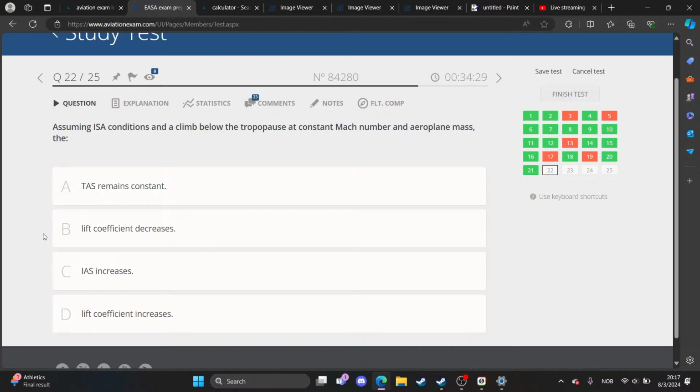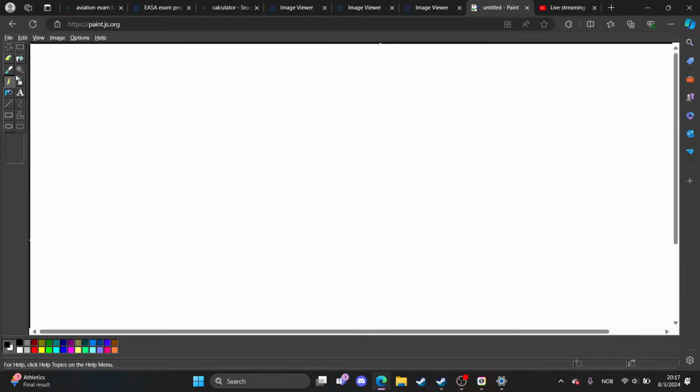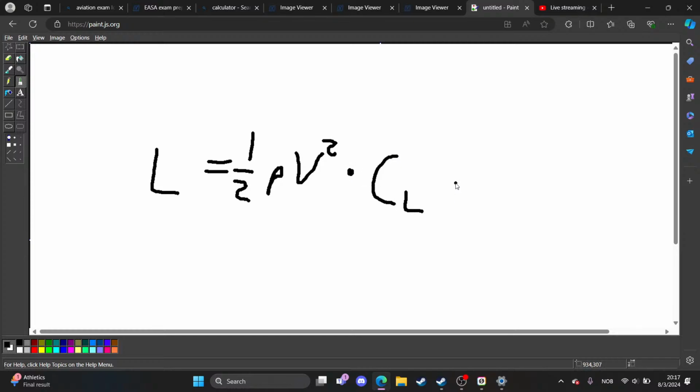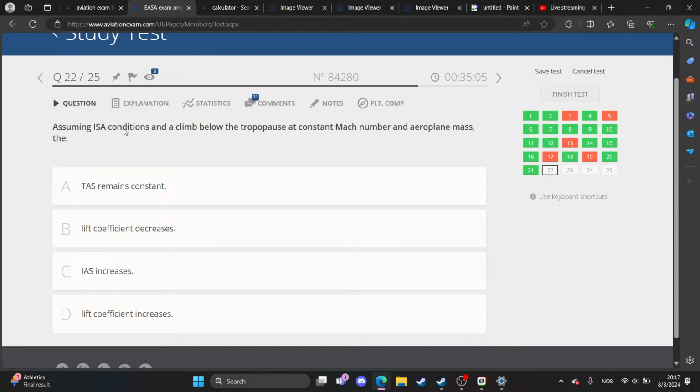Okay, time to draw. Alright, so lift equals half of density times velocity squared times coefficient of lift times surface area. So we're climbing below the tropopause, constant Mach number.